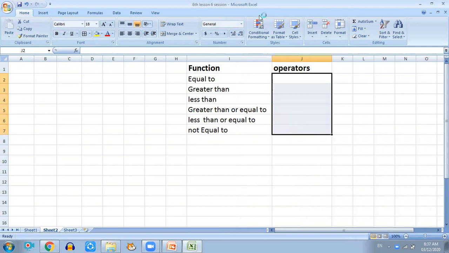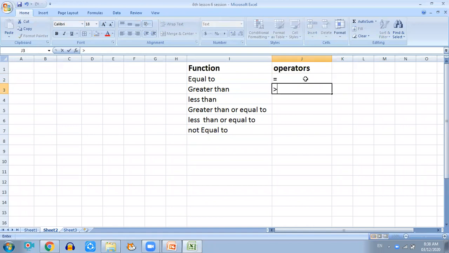For equal to we use the equal to sign. For greater than we use this sign. For less than we use the less than sign. Then greater than or equal to, and less than and equal to. These operators we use to check not equal to. Okay, so this we have entered, and now we will understand it by practical.